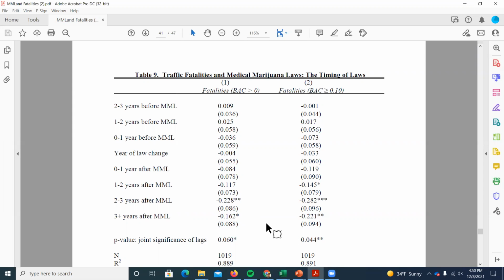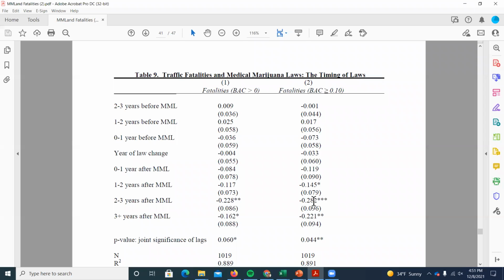So it looks like it might take some time for this legalization to actually start having an effect, right? People to actually start substituting away from alcohol and then see this reduction in traffic fatalities. And here that was just two separate regressions for fatalities where there was any alcohol involved and fatalities where it was extreme, right? 0.1 or higher, okay? And that's where we see the greatest effect. It looks like people aren't binge drinking to the level they were before.